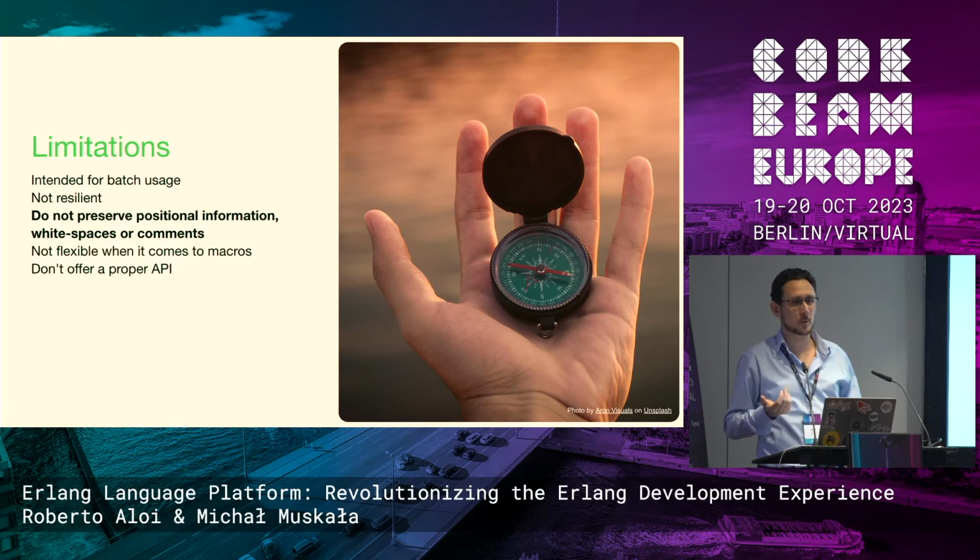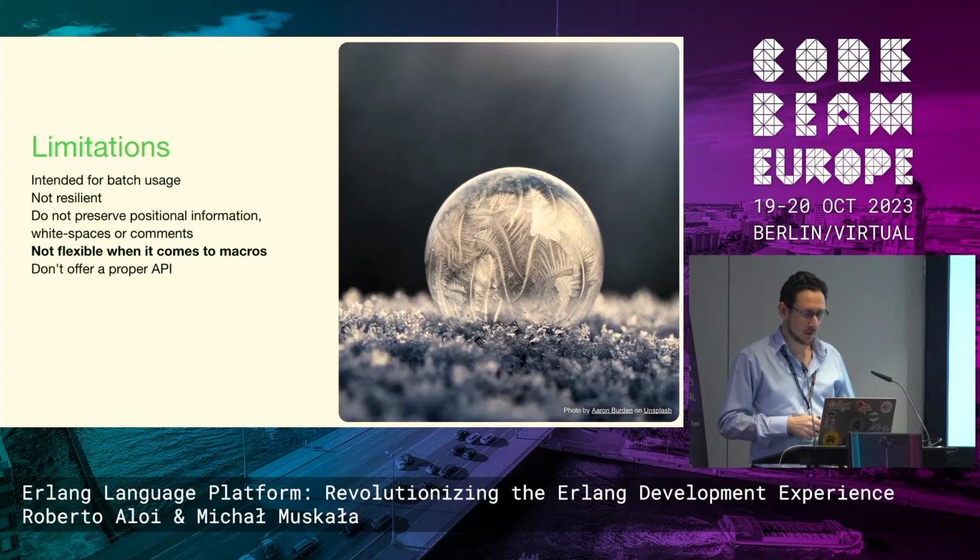Losing positional information is also another problem, because if there is a problem with a part of the spec, you want to highlight the exact range where this happens. You don't want to highlight the entire line and say, there is a problem somewhere, just fix it.